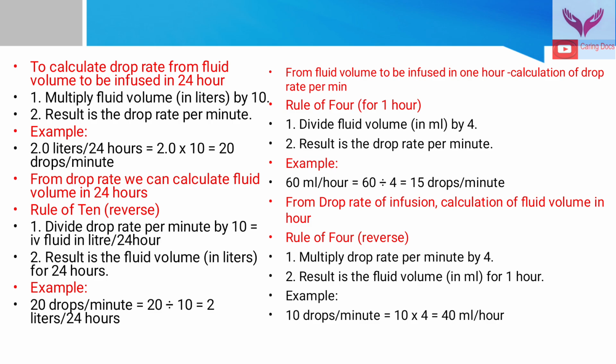And similarly, from the drop rate of the infusion, we can calculate the fluid volume in an hour. Here the reverse of the rule of 4 is used. We multiply the drop rate per minute by 4. The result will be the fluid volume in ml which will be transfused in 1 hour. For example, 10 drops per minute. Here we multiply 10 into 4, we get 40 ml per hour.